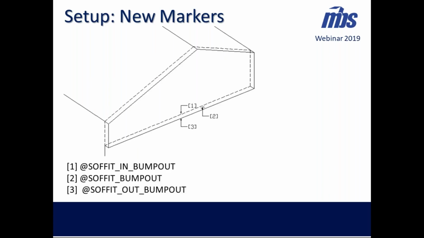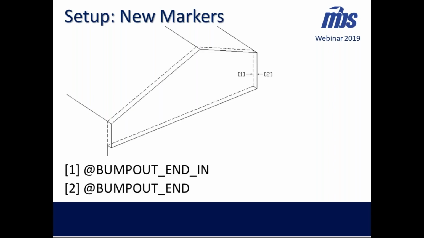At the bottom side of the bump out, we have the soffit in bump out, where the bump out bottom face meets the wall panel. We have the soffit bump out, and that is able to use your extra 11 field to base it on the width there. Then we have the soffit out bump out, at the very outside edge of the bottom of that bump out where it does the transition back to the wall. When your bump out stops at the end there, we have the bump out end in, where it runs back and meets the building line, and then we have the bump out end at the exterior point.